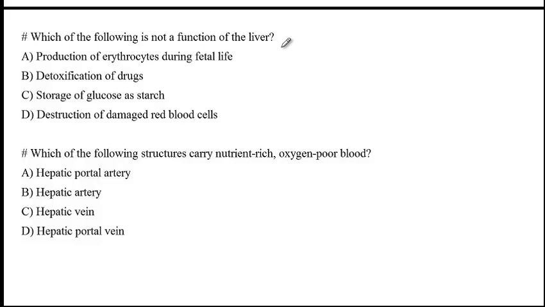So which of the following is not a function of the liver? It's required for production of erythrocytes during fetal life. That is correct. So we do have a cardiovascular video inside which we have discussed that the yolk sac, spleen, and liver are required mainly for production of blood during fetal life, but later towards the end of fetal life and during adulthood, it's the bone marrow that takes over. So that is correct, even though we didn't discuss it in this video.